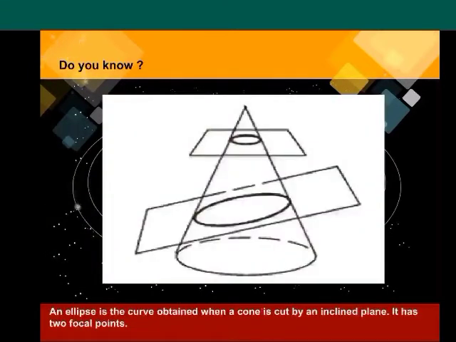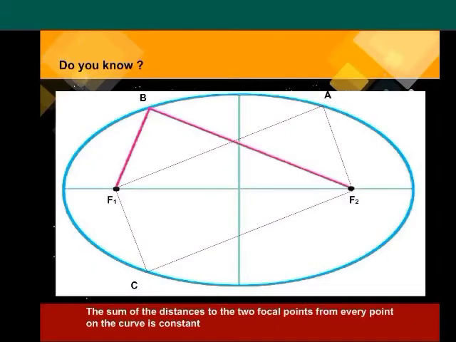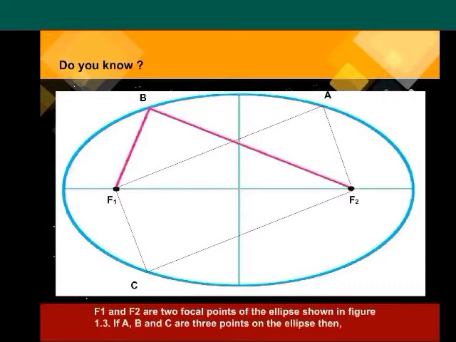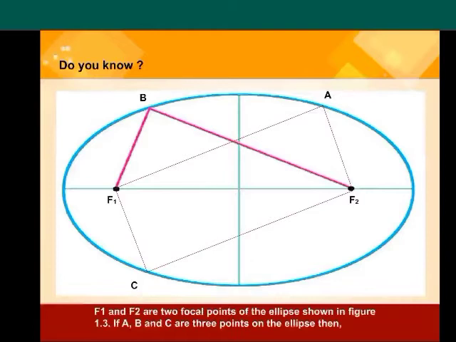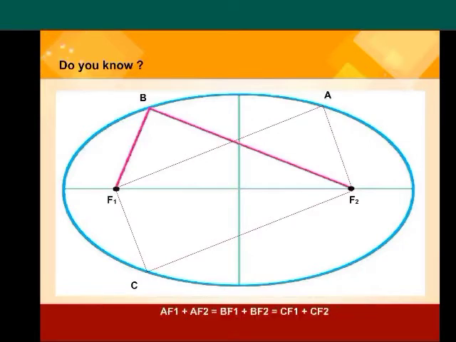An ellipse is the curve obtained when a cone is cut by an inclined plane. It has 2 focal points. The sum of the distances to the 2 focal points from every point on the curve is constant. F1 and F2 are the 2 focal points of the ellipse shown in the figure. If A, B and C are 3 points on the ellipse, then AF1 + AF2 = BF1 + BF2 = CF1 + CF2.